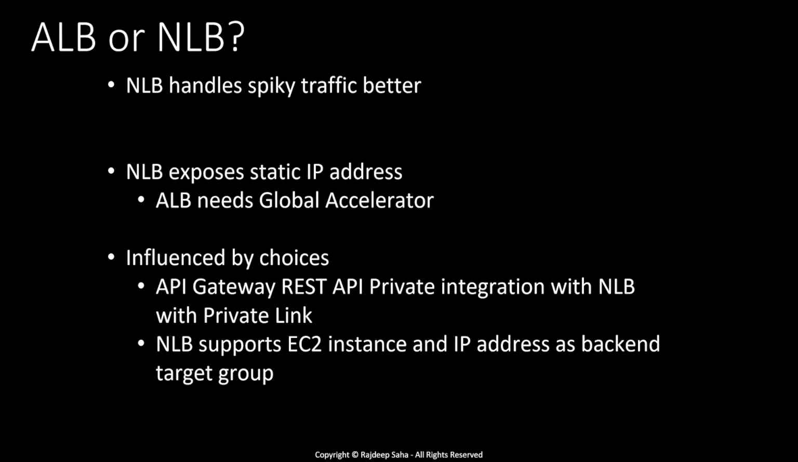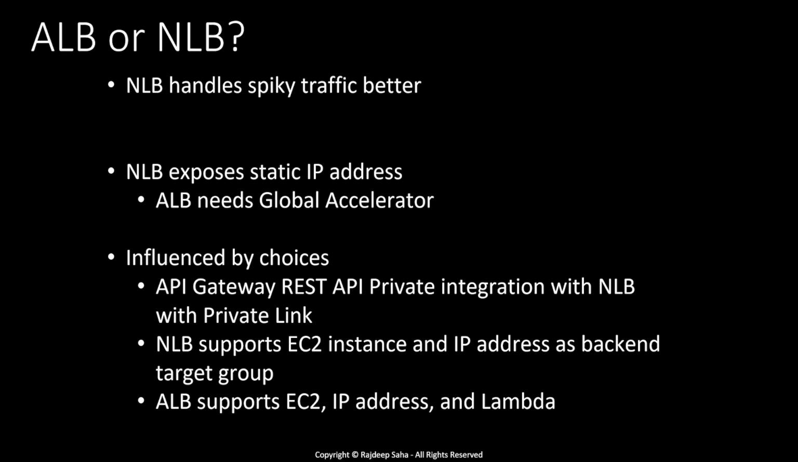Network load balancer supports EC2 instance and IP address as backend target group. Note that it does not support Lambda. Application load balancer supports EC2, IP address, and Lambda. And note that I haven't mentioned Kubernetes for either NLB or ALB backend support. These are just out-of-the-box integrations, since to integrate with Kubernetes, you need to install ingress and do a couple of steps. That's why I did not mention it here.